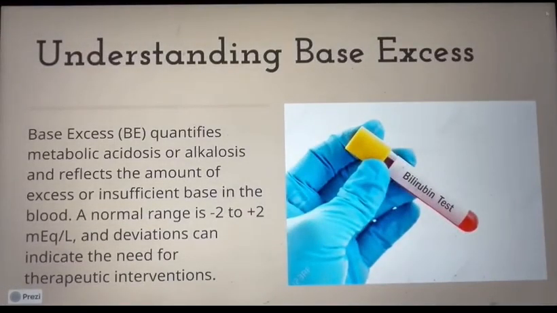Understanding base excess. Base excess quantifies metabolic acidosis or alkalosis and reflects the amount of excess or insufficient base in the blood. A normal range is -2 to +2 milliequivalent per liter, and deviations can indicate the need for therapeutic interventions.